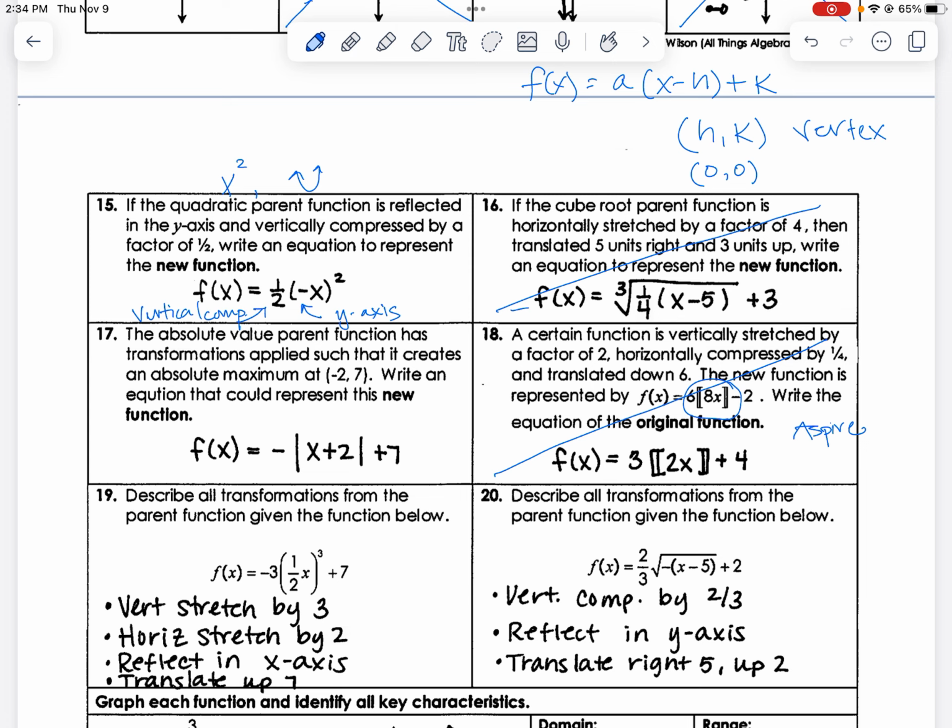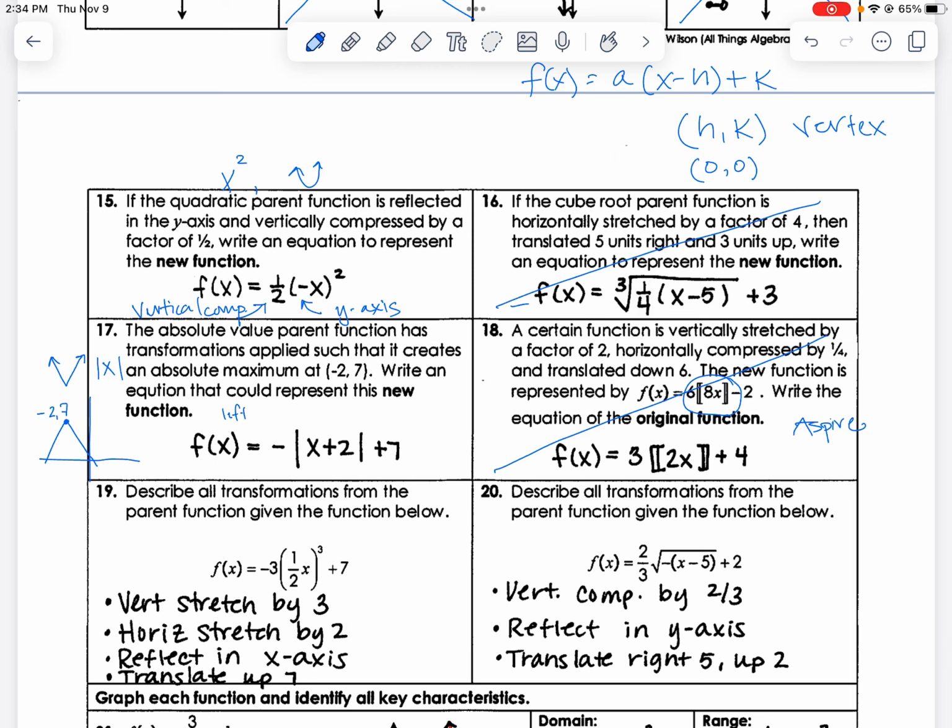In 17, the absolute value parent function, so I'm thinking of absolute value of x. If you need the visual, it looks like this. It has a transformation applied such that it creates an absolute maximum at -2, 7. So if it helps you to think visually, it has an absolute maximum at -2, 7. So how has that function moved? Well, it's moved to the left 2 and up 7.